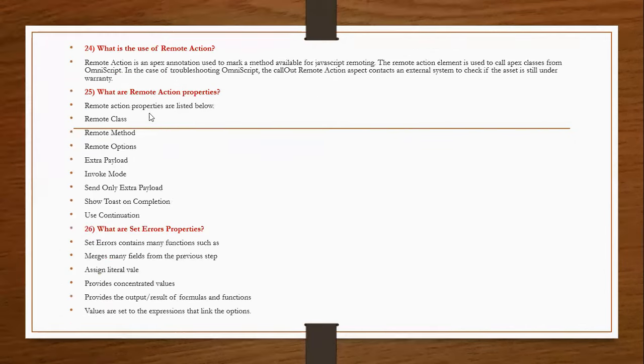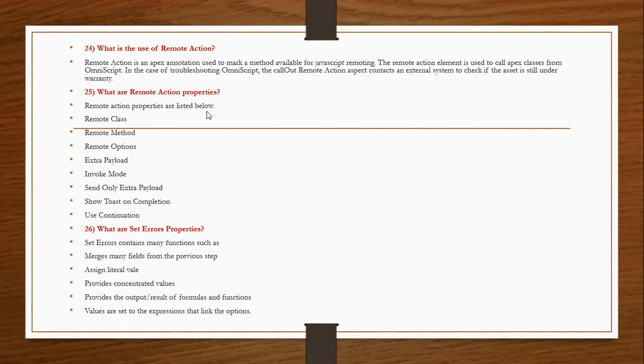Next question: what is the use of remote actions? Remote action is an Apex annotation used to mark up the methods available for JavaScript remoting. The remote action element is used to call Apex classes. In the case of troubleshooting, OmniScript calls out the remote action aspect and contacts an external system to check if the asset is still under the warranty.